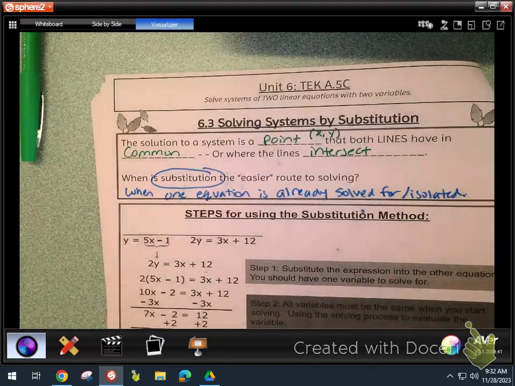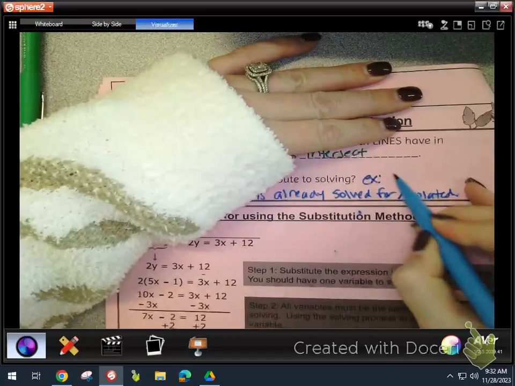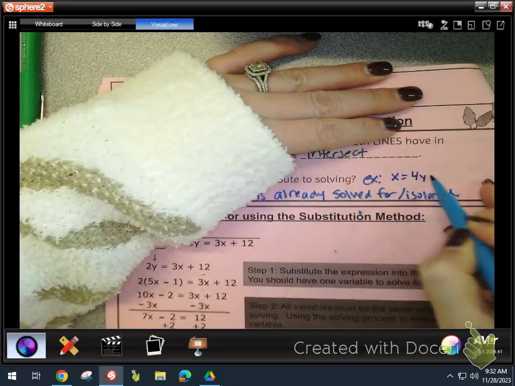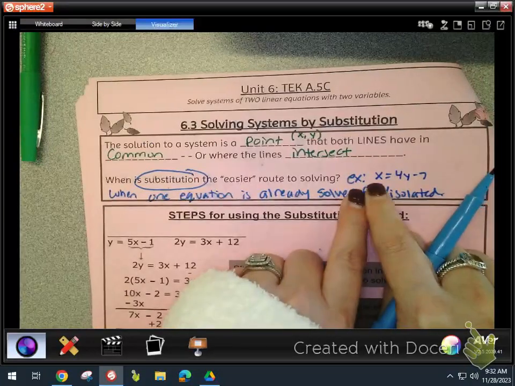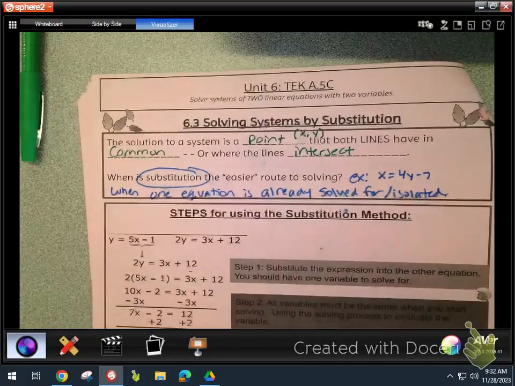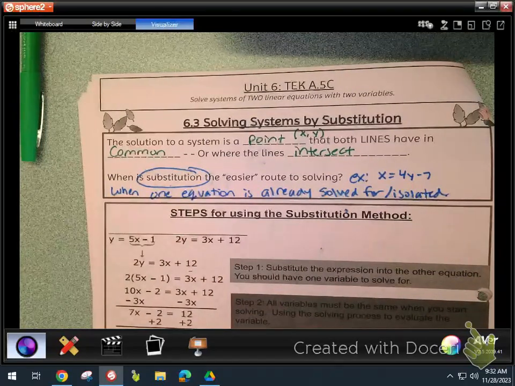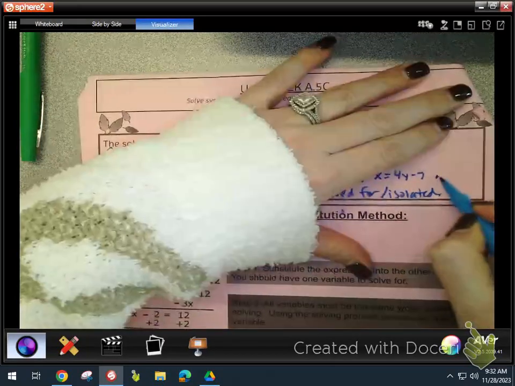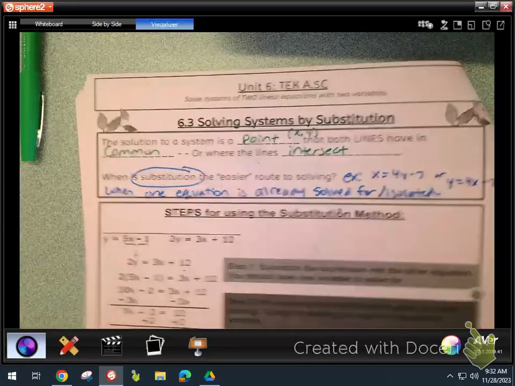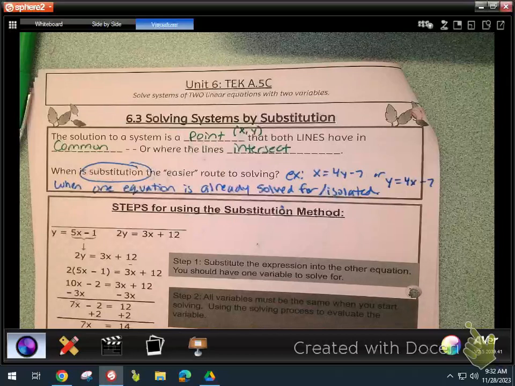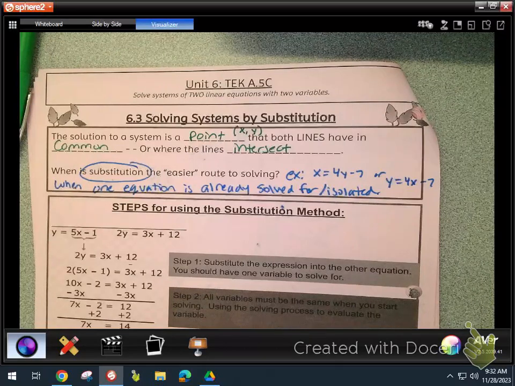But an example would be if you have something like x equals 4y minus 7. That's an equation that's already solved for x. So I would be saying, oh, I should do substitution here. Okay? Or you could have y equals 4x minus 7. That might be one that you would do substitution for as well. And when you see the examples, you'll kind of know what I'm talking about. But that's what we look for. That's what's catching our eye, like, oh, one equation's by itself. Let's do this method. Okay?